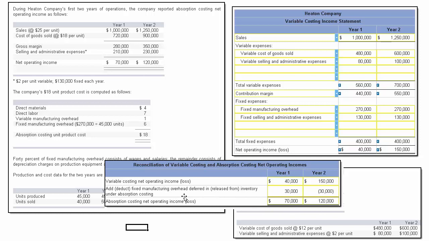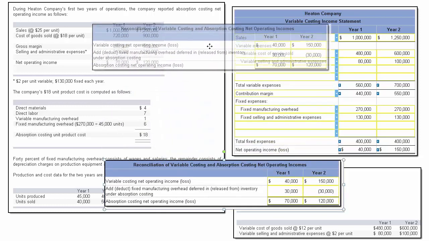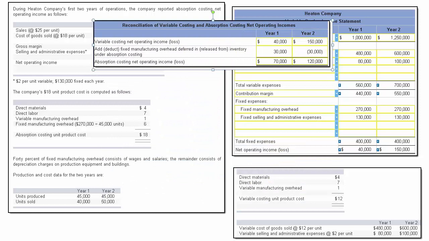So that difference has to be either an addition or reduction of fixed manufacturing overhead that was either deferred or released from inventory on absorption costing. So that's what the difference is. Now let me slide that up and get some more support for those numbers, the 30,000 positive fixed manufacturing overhead deferred in and the 30,000 released from inventory.